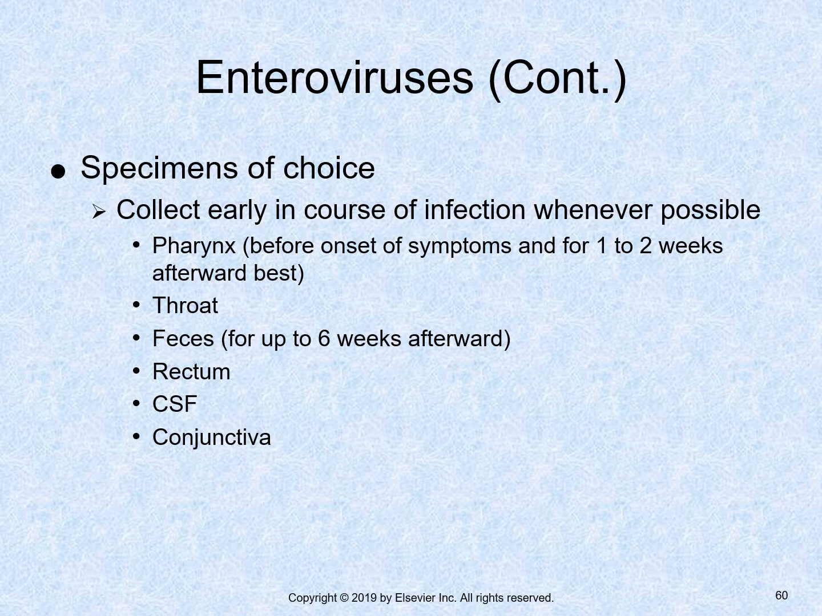Specimens for enterovirus testing must be collected early in the course of infection whenever possible. Specimens of choice include the pharynx, throat, feces, rectum, cerebrospinal fluid, and conjunctiva. Of note, pharynx specimens should be collected before onset of symptoms and for 1 to 2 weeks afterward. Stool samples can be collected up to 6 weeks afterward.